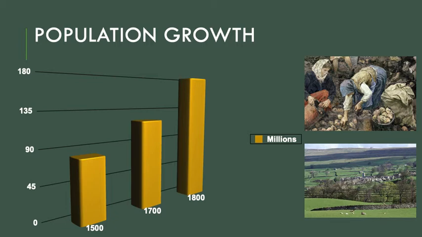Even though there were periodic outbreaks of plagues, they were not as widespread as the bubonic plague that we saw in the 1350s, or the mid-1300s. So we see the population of Europe go from about 80 million in 1500 to 180 million by 1800.